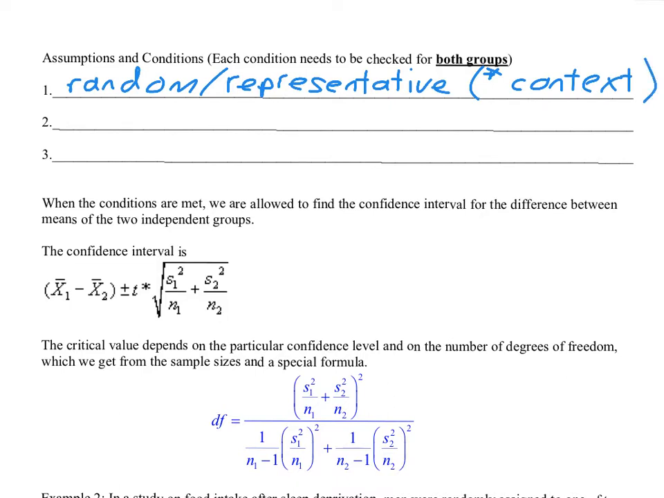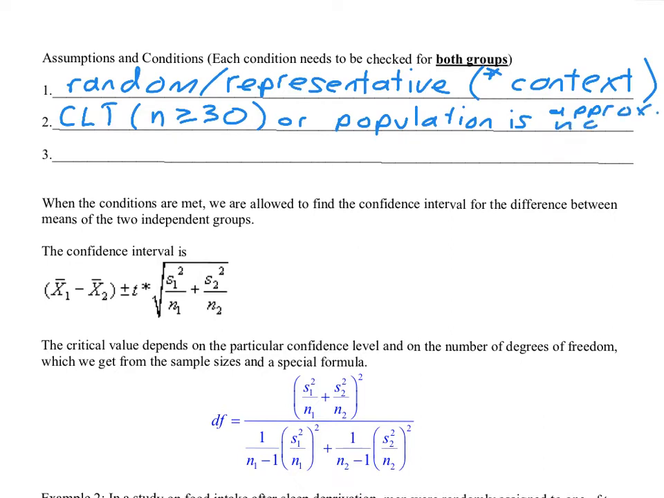Second condition is, and remember there are 2 ways to satisfy this condition. Either you can use the CLT, which means n is at least 30, or the population is approximately normal. Okay, and then the last condition is that the 2 groups are independent of each other.